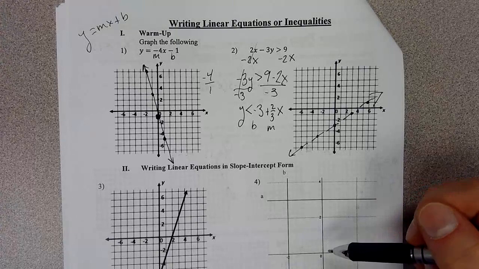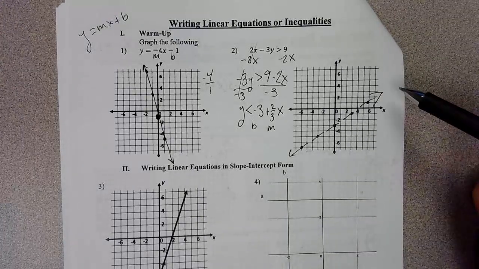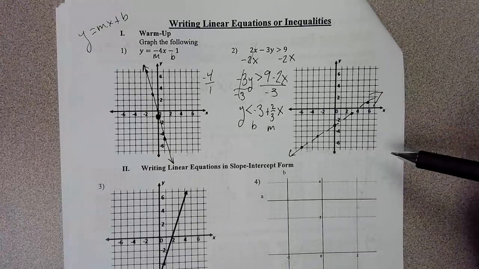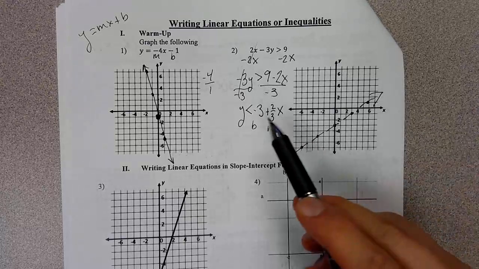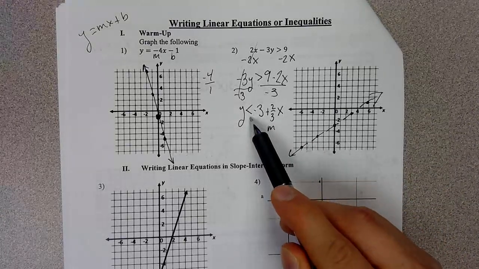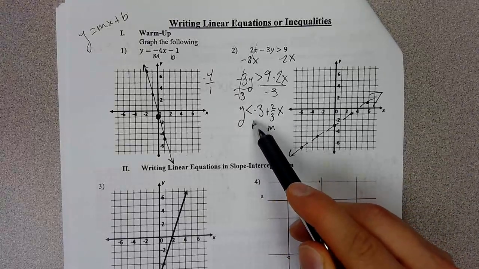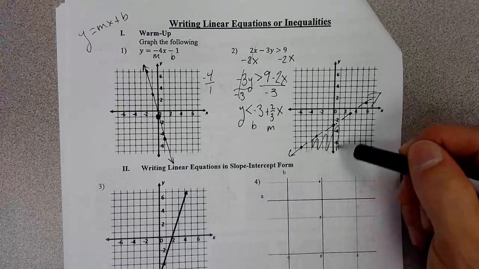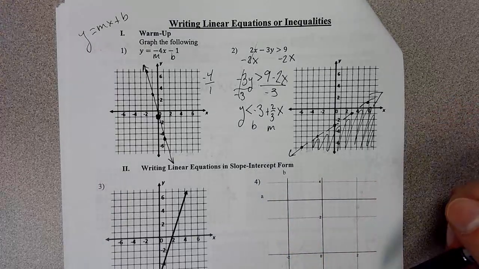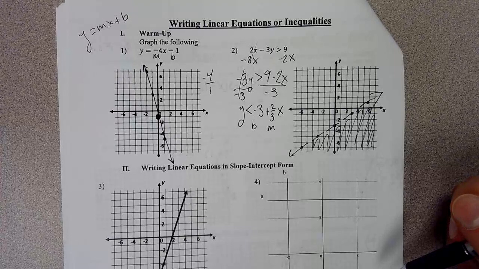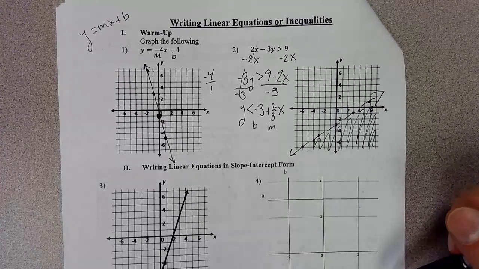Second decision is whether I shade above or below the line. Here I'm going to shade below because it is a less than symbol. So because I have less than, I'm going to shade everything below the line. Once again, if you have questions on that, feel free to talk to a neighbor.